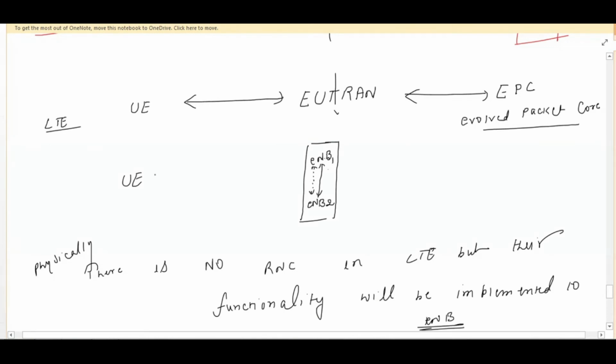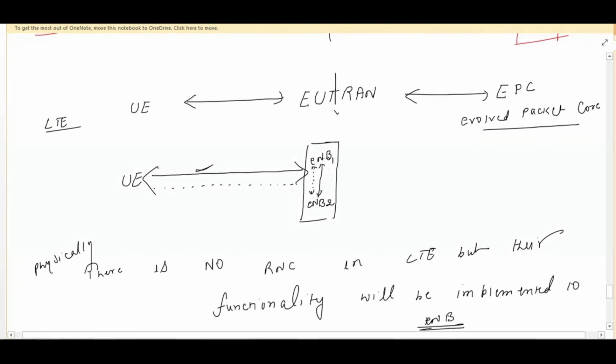Now I'm showing this solid line path and dotted line. What does it mean? The solid line is showing that between UE and eNode B, your user traffic can transmit. The dotted line represents the signaling transmission, which means your mobile in LTE can transmit the signaling information as well as the user traffic information, both types of information, to the eNode B.